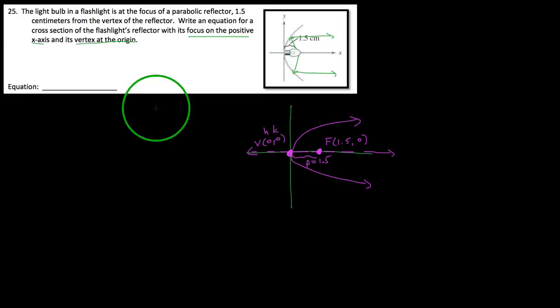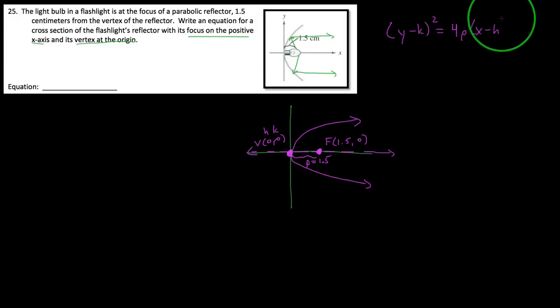The last thing we're going to need to determine is which orientation we should have here. And so because this opens sideways, as we like to have the focal point on the positive x-axis here, we're going to have a y-term that's squared. So looking at the standard form of a parabola that opens sideways, we have y minus k squared equals 4p times x minus h to the first.